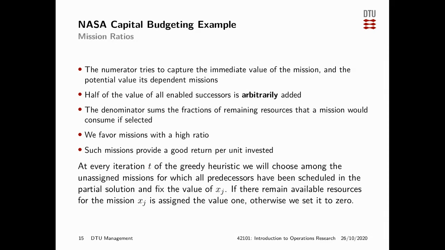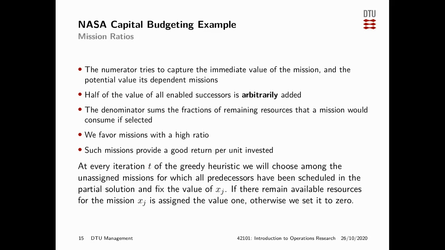This slide just provides a summary of the things we've been through regarding the ratio, at least. The numerator tries to capture the immediate value of the mission and the potential value of any dependent missions. As I said on the previous slide, we arbitrarily add half the value of any mission that is enabled when computing the ratio for a specific mission. There's no golden rule to follow here. Intuitively, we think this is a good idea because it would allow us to distinguish a little bit between missions that enable themselves and missions that enable other missions.